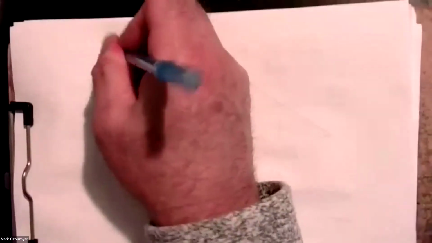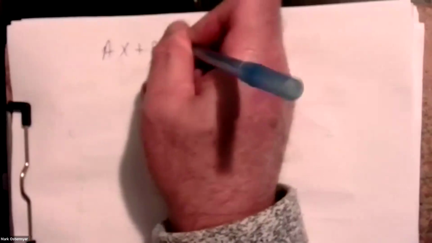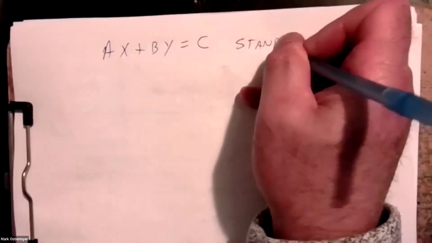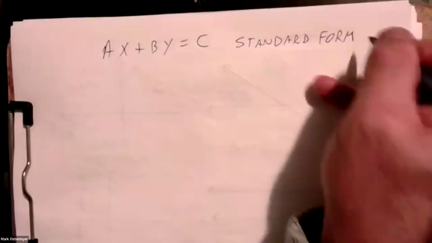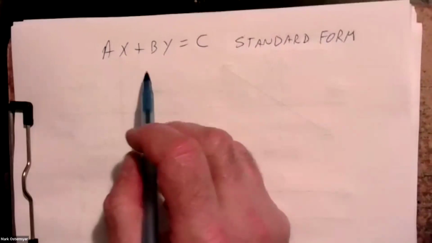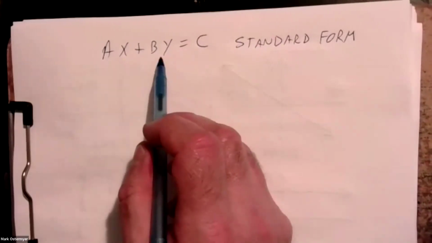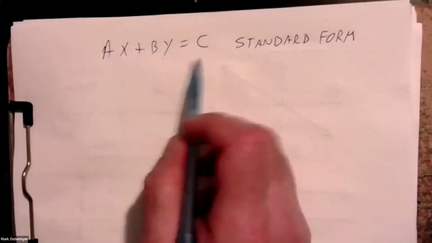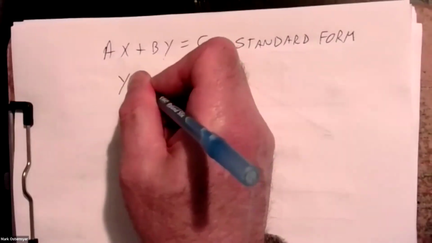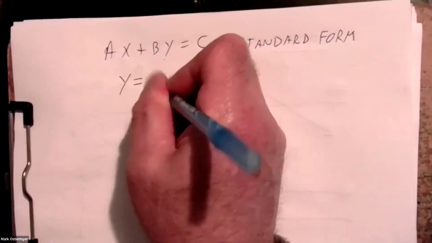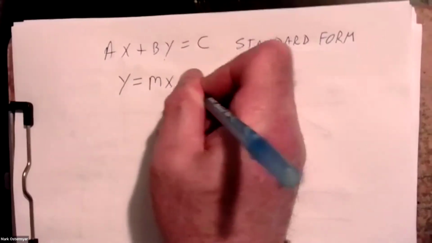If a linear equation is in this form, ax plus by equals c form, we say that it's in standard form, ladies and gentlemen. If I took the time and did algebra on this equation and solved it for the y variable in terms of x, I could hammer this equation into yet another extremely important form. y equals mx plus b form.